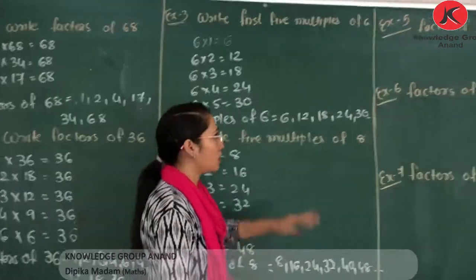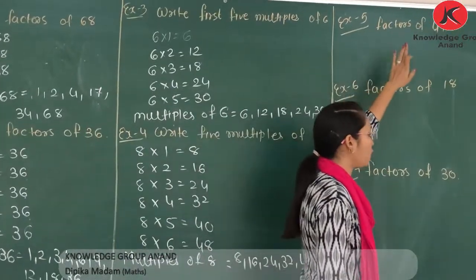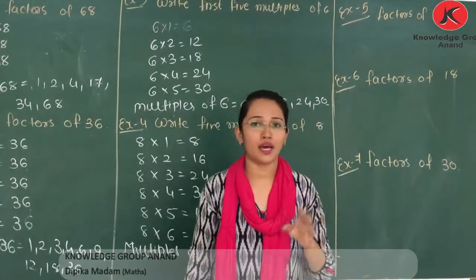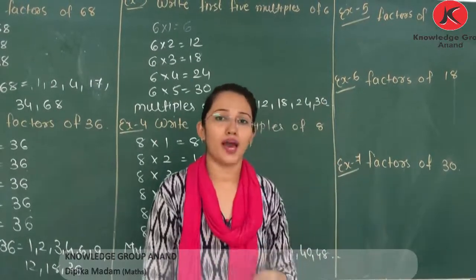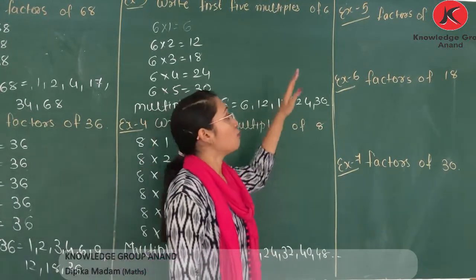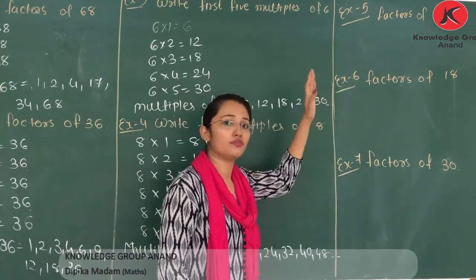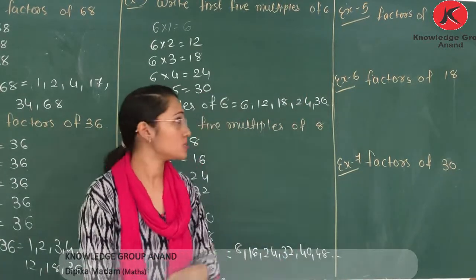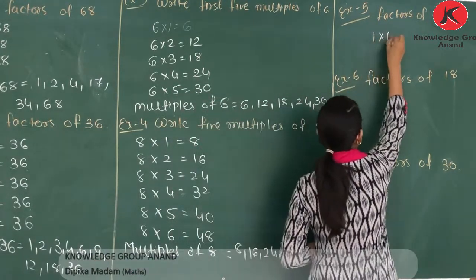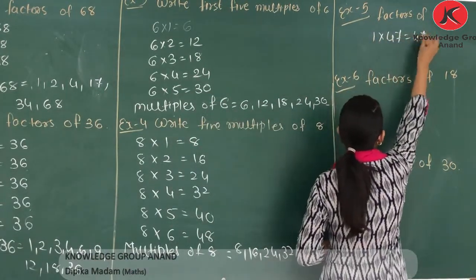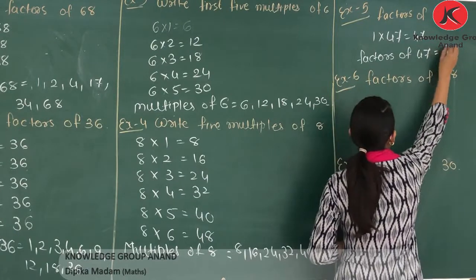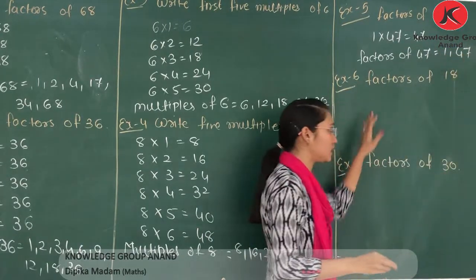One more example. Example 5. Find the factors of 47. Now you need to remember that 47 is not divisible by any number, so the factors of 47 are 1 and 47.